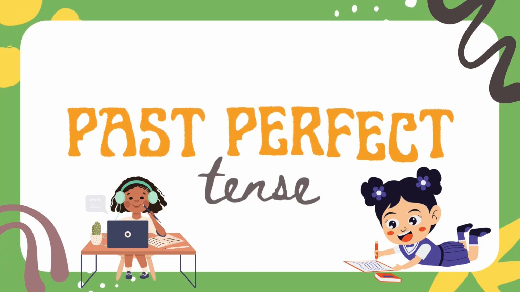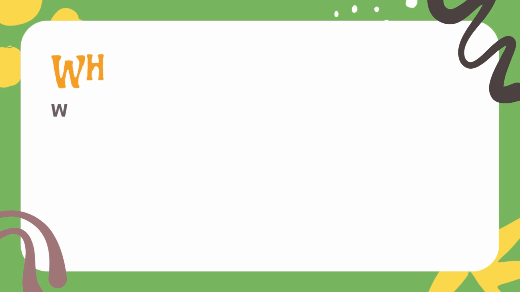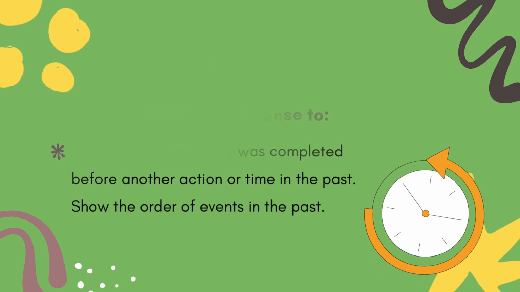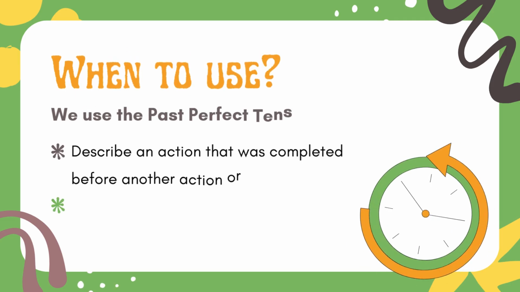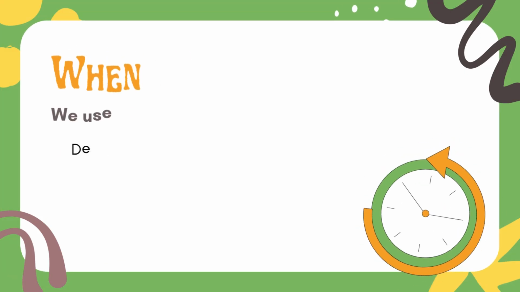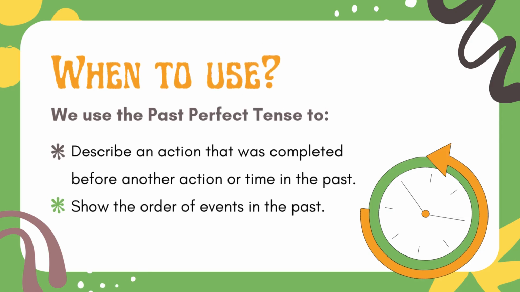Past perfect tense. When to use? We use the past perfect tense to describe an action that was completed before another action or time in the past. Show the order of events in the past.